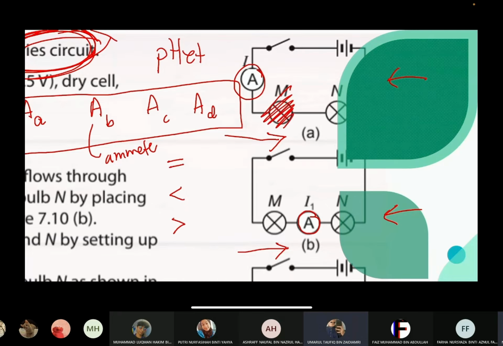Yeah, N tu dia tak nyala. Yes, excellent. Who said that? Okay, saya tak perasan siapa yang cakap tadi ya. Ada orang yang jawab WhatsApp, ada yang type juga. Okay, the circuit will be incomplete. Betul Faiz, the circuit will be incomplete. So when the circuit is incomplete, it will not light up anymore.